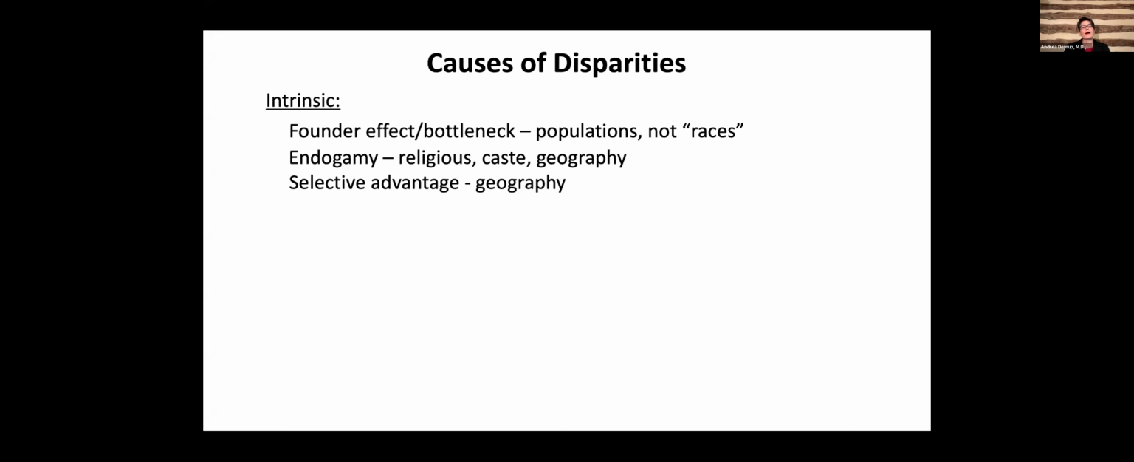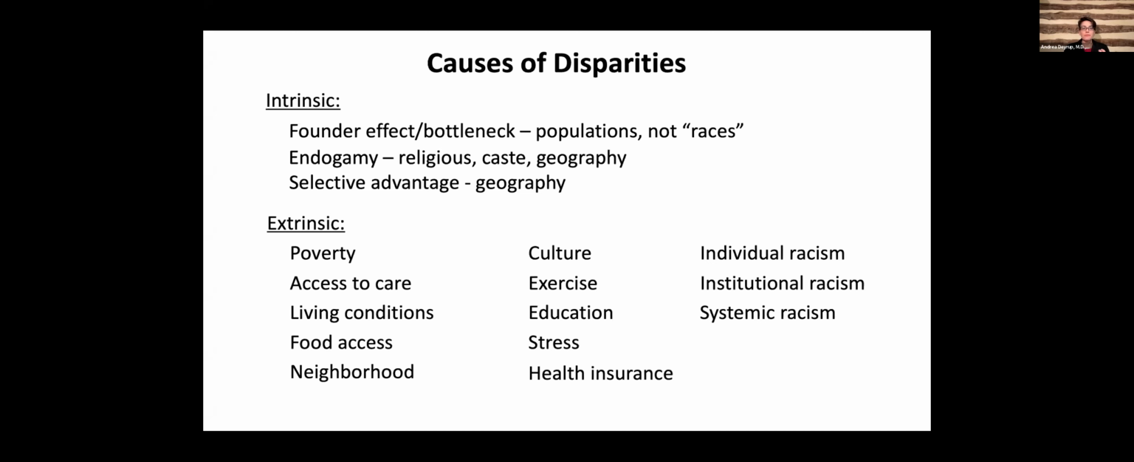But despite the focus on intrinsic causes of disparities, the real mover of disparities, particularly in this country, is going to be extrinsic causes. Many of these are linked. So poverty is going to be linked to access to care and living conditions, exposure to particulate toxins, to Superfund sites, to stress, to food access, to neighborhood. And many of these, in fact, probably, I would say all of these, are also affected by individual, institutional, and systemic racism.